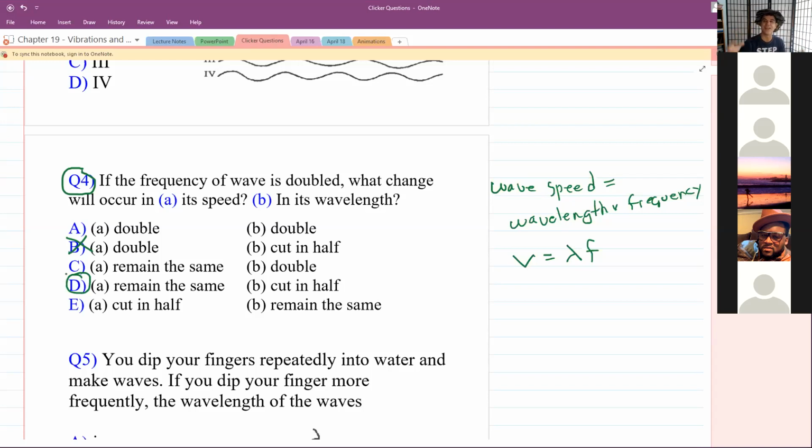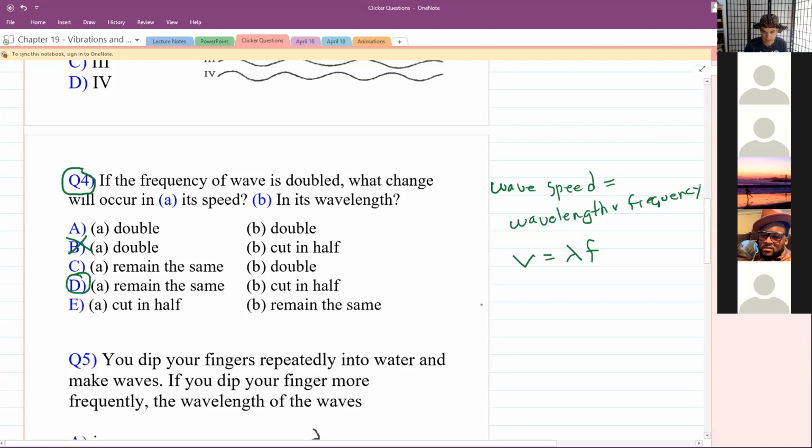If light of different frequencies traveled at different speeds, then when somebody walked into a room, you might see their hair before you see their eyes, or you might see their shirt at a different time than their hair, depending upon the frequency. That's not the case.